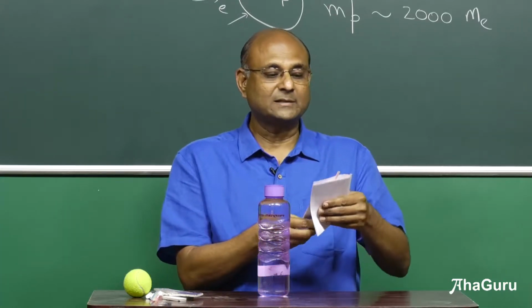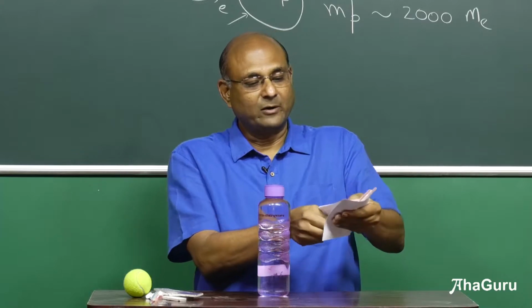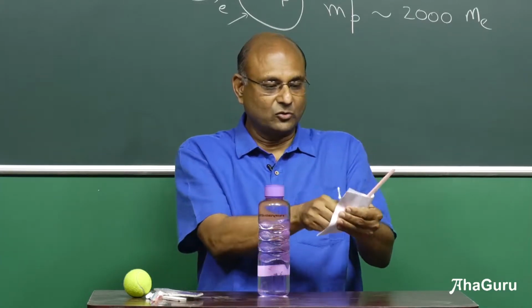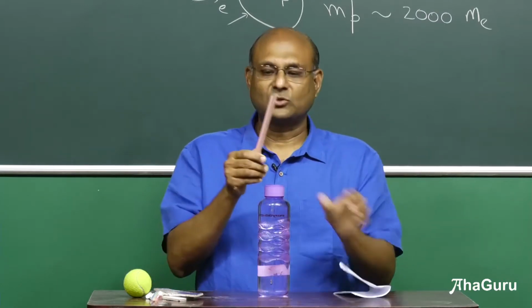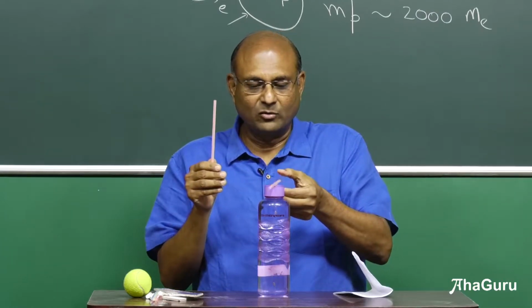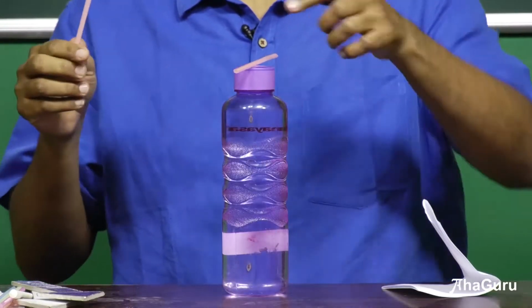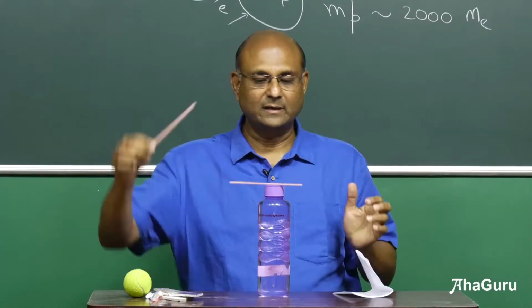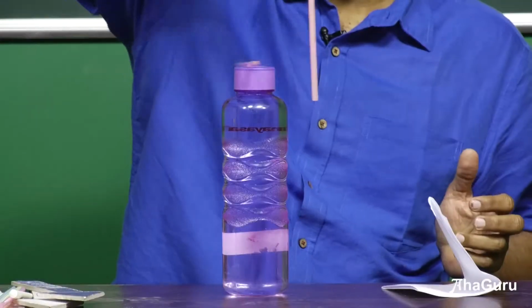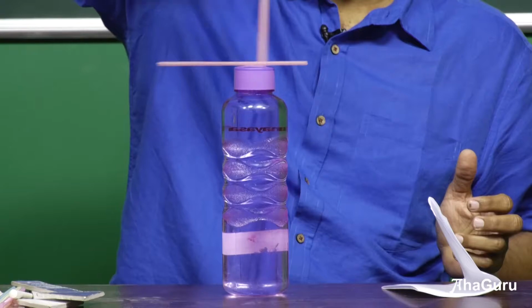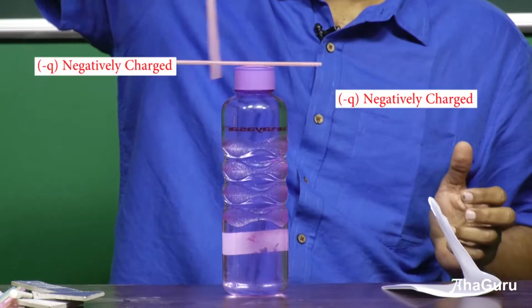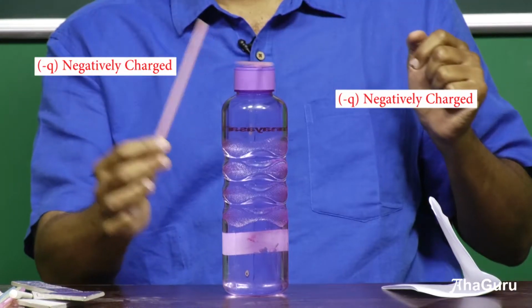So I'm going to place these two like this and I'm going to pull them really hard. So all I'm doing is to rub the straws and now this straw is negatively charged and you can see that this fellow is running away from this other straw. Why? This is negatively charged, that is also negatively charged. You can see that.